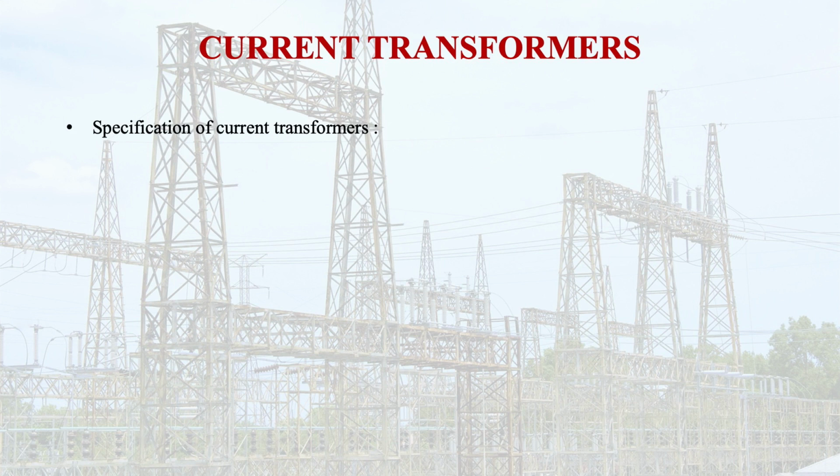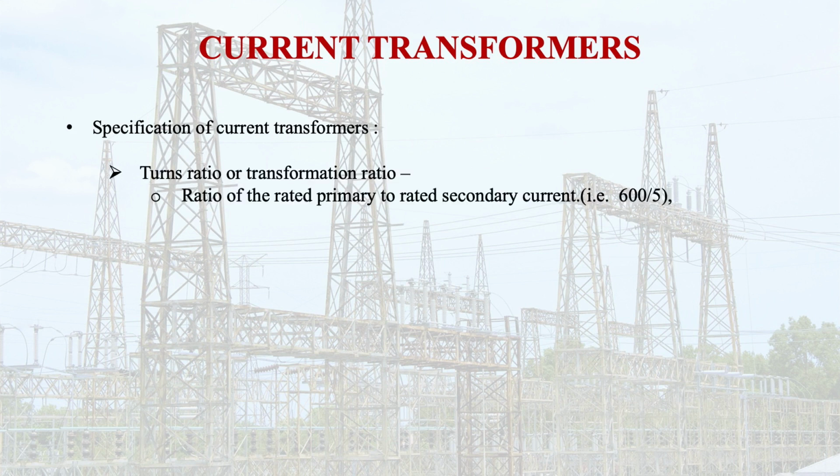Specification of the transformers. If we talk about the specification of the current transformer, we have to consider the turns ratio, which is a very important term: the turns ratio of primary to secondary current. Suppose the primary side current is 600 ampere, then the secondary side current is 5 ampere only, because this is given to the ammeter so that it can measure what current is flowing in the primary side.